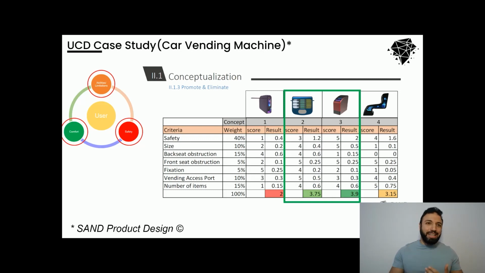Fixation, it should be easy, whether it's a vending access port or individual doors. This was as well a very good point. And the number of items was, of course, in play. So what we've done here is a kind of option analysis exercise where we put all of the concepts. We had more than 13 or 14 concepts, and these are only the shortlisted ones. We did 1 through 4.